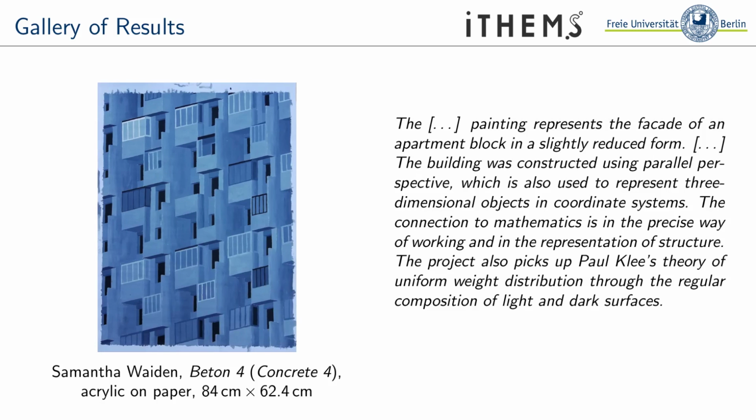The painting represents the facade of an apartment block in a slightly reduced form. The building was constructed using parallel perspective, which is also used to represent three-dimensional objects in coordinate systems. The connection to mathematics is in the precise way of working and in the representation of structure. The project also picks up on Klee's theory of uniform weight distribution through the regular composition of light and dark surfaces.